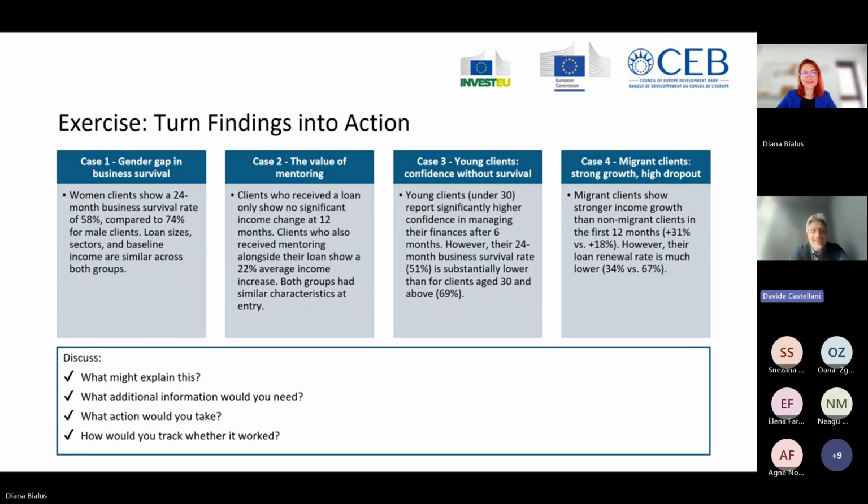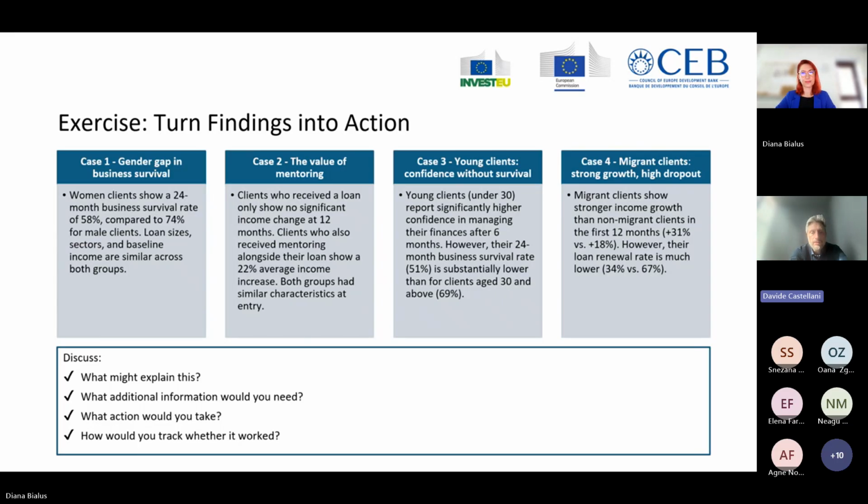The second case is the value of mentoring. So clients who receive a loan only show no significant income change at 12 months. Clients who also receive mentoring alongside their loan show a 25% average income increase. So this is about non-financial services, and you observe that clients who take mentoring actually experience an increase in income. And so a combination of loan with mentoring can be a more successful strategy.